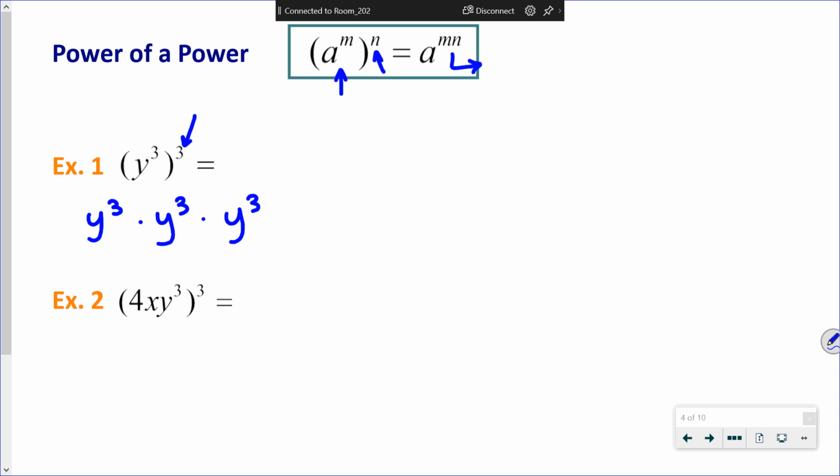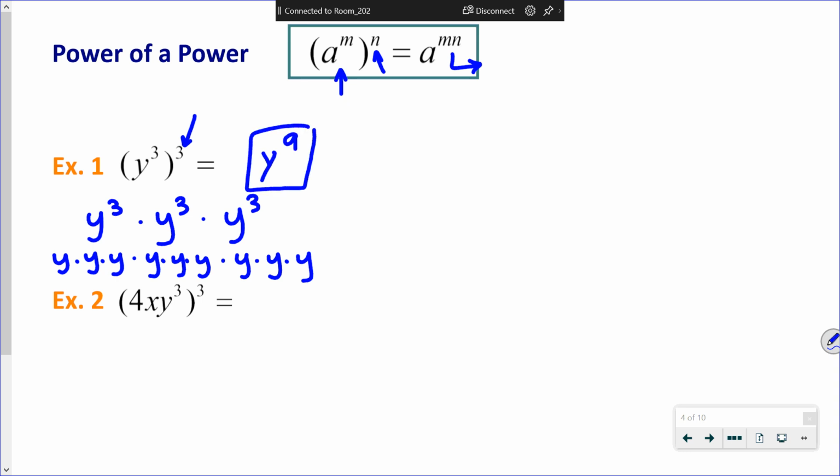And so if I was to actually write all this out, you'd see I have y times y times y, another y times y times y, and another y times y times y. And altogether that is 9 y's being multiplied together. Therefore the answer is y to the 9th power, which is what the rule said we should do. It said we should take the two powers, m and n, and multiply them together to get this answer. And 3 times 3 is indeed 9.